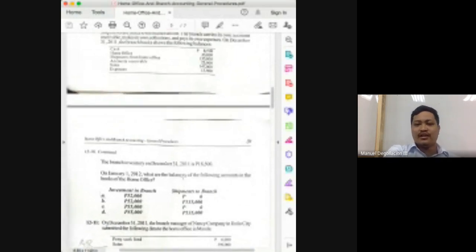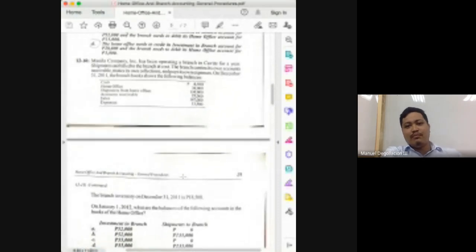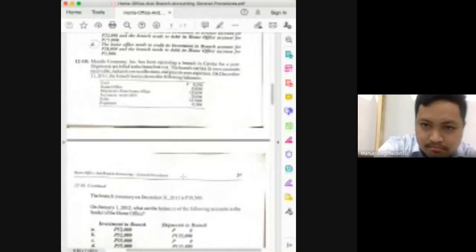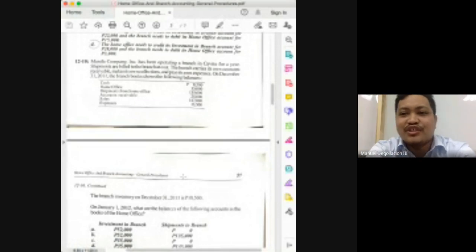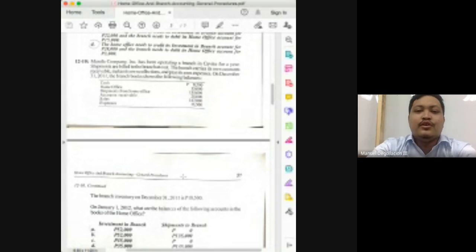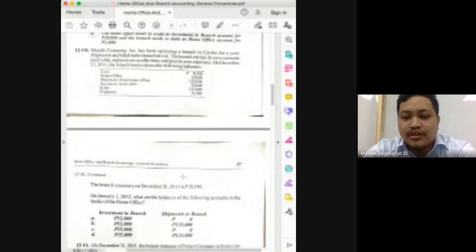Okay, let's try to check now the records being shown from the books of the branch. Do you have their cash? How much, class? 8,500. Do you have their home office? 35,000. Okay. So how much is the balance of the home office account in the books of the branch? 35,000. And what did we establish earlier? Supposedly the balance of your home office account should also be the balance of your investment in branch account.